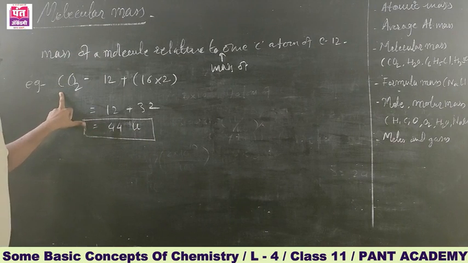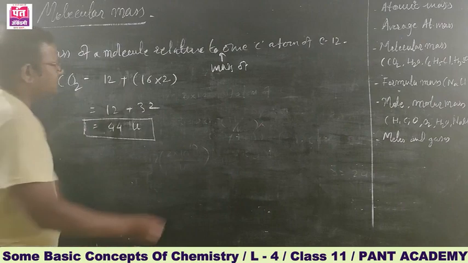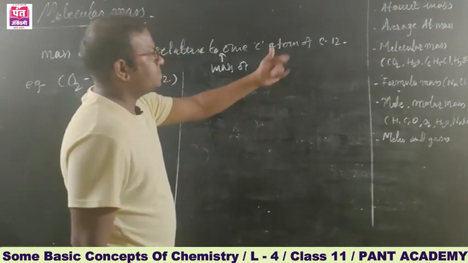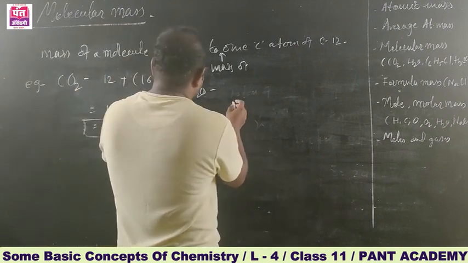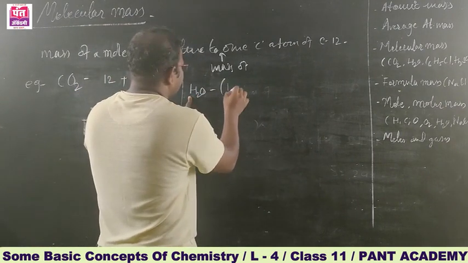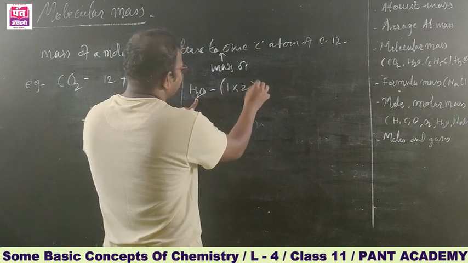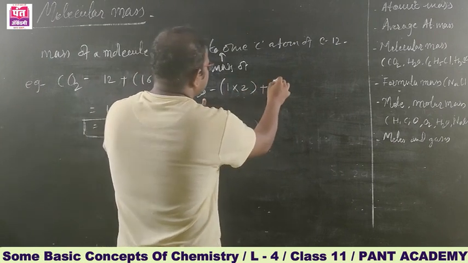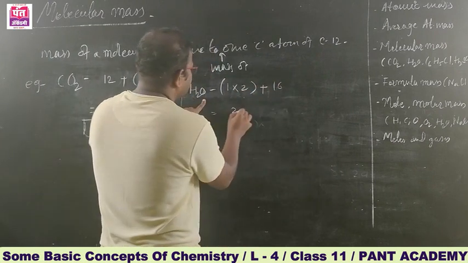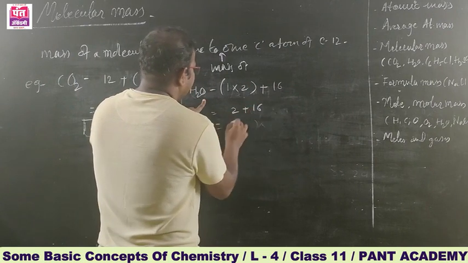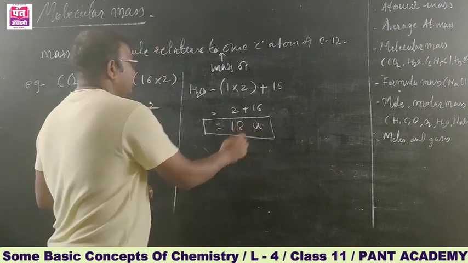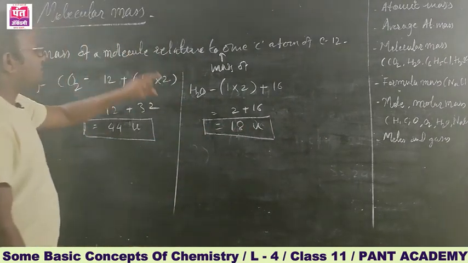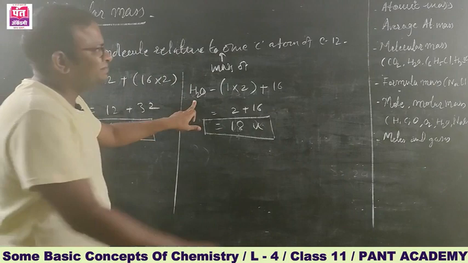Molecular mass of CO2. For the point. Similarly, the second one, H2O. Hydrogen has an atomic mass of 1. Now there are 2, so multiply by 2, plus 16, that is 2 plus 16, 18 unified unit. 18 unified unit is the molecular mass of water.